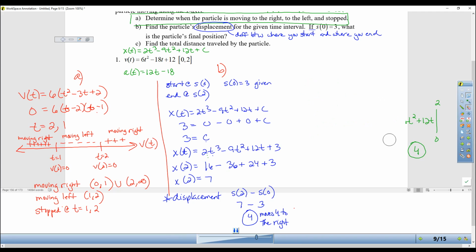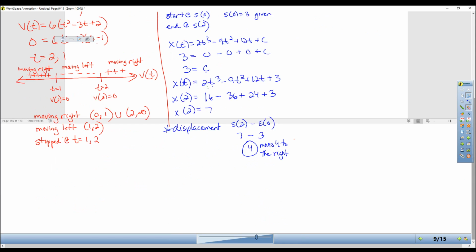Okay, I actually didn't finish part B. I just realized there's a part 2 of part B. And that says, what is the particle's final position? So at t is equal to 2, what did we get? 7. X of 2 is equal to 7.